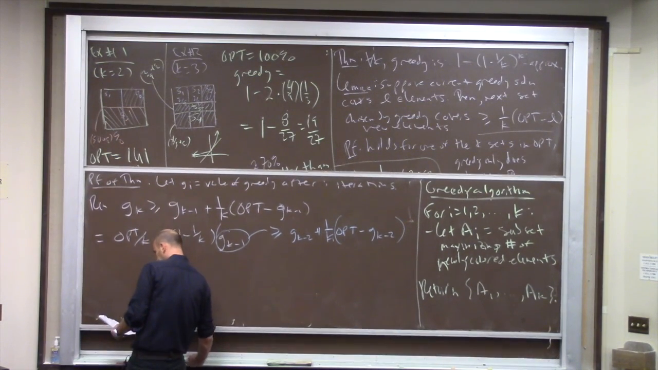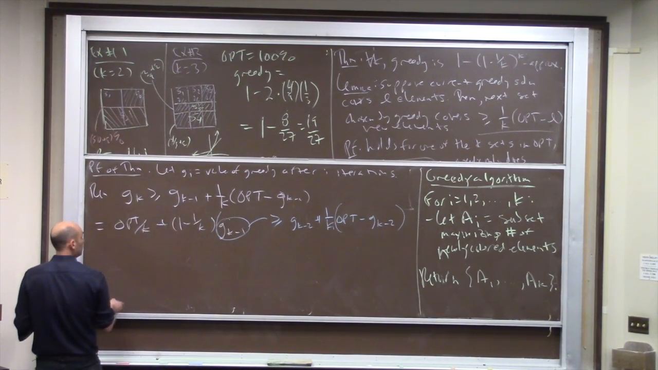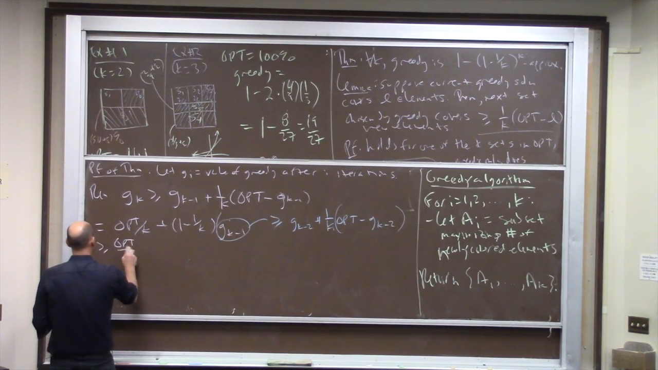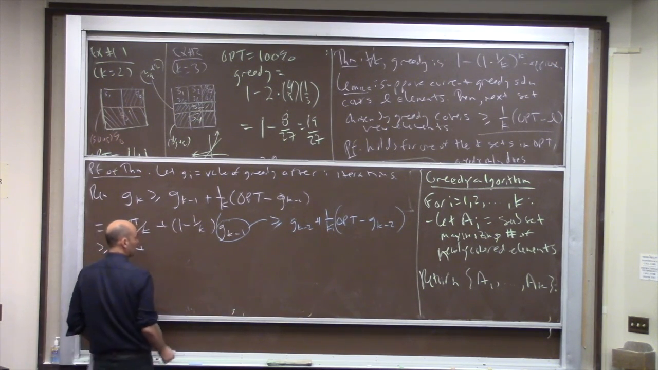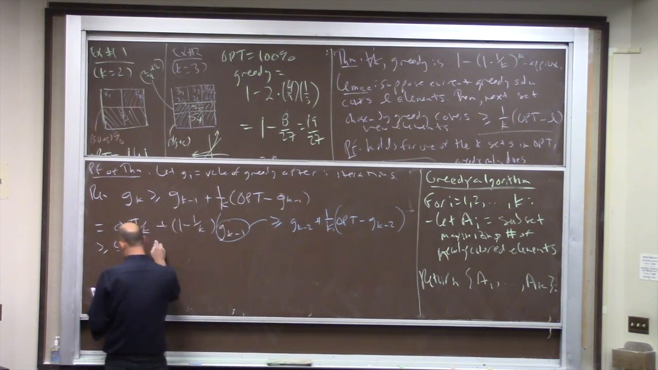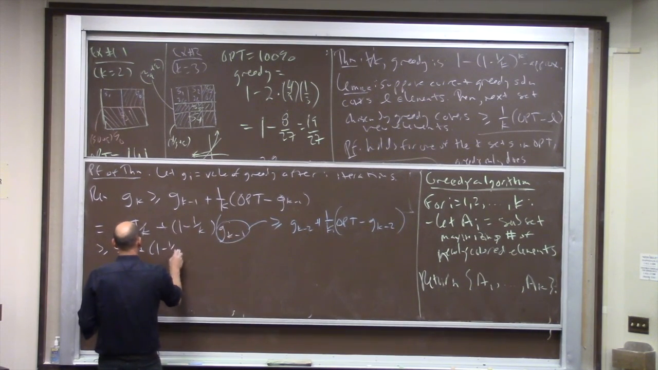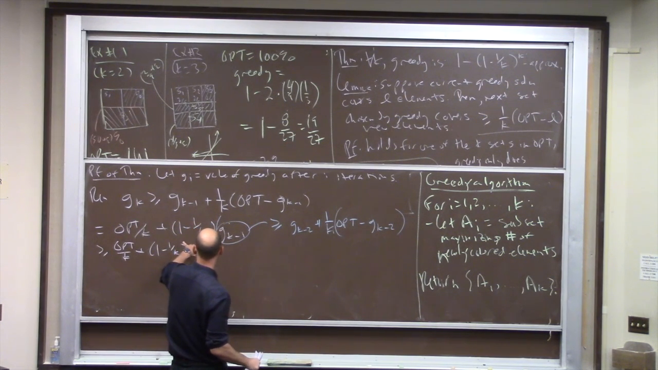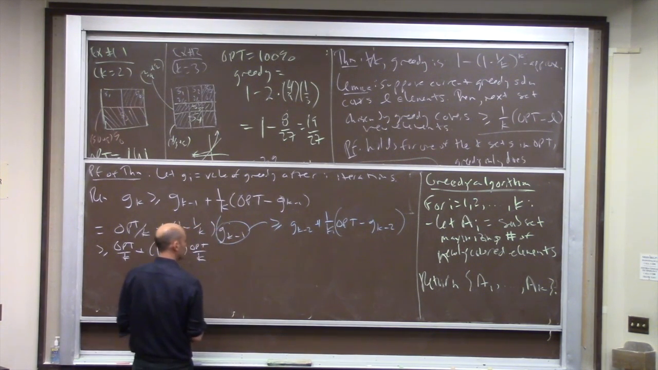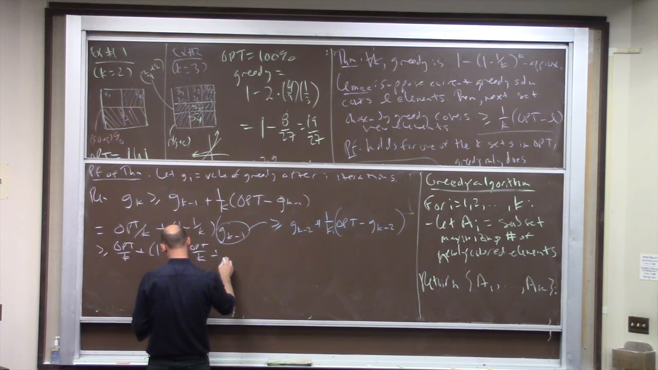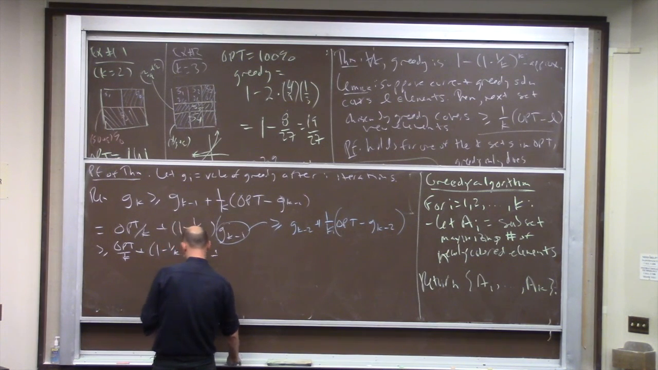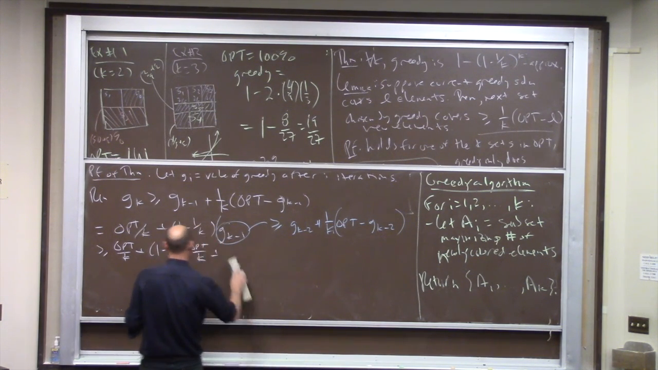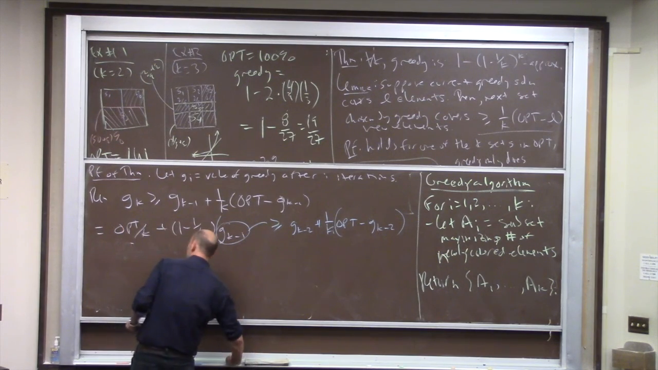So let me just rewrite this a little bit so it's clearer. So opt over K plus 1 minus 1 over K, opt over K. That is, plus, maybe I'll just skip to the end, skip to the punchline.